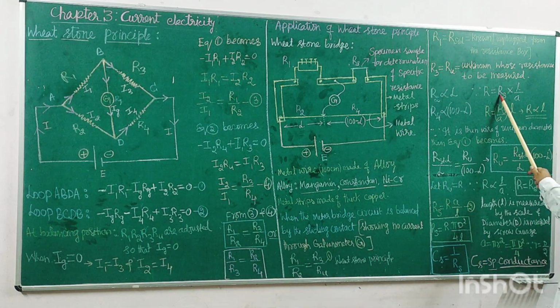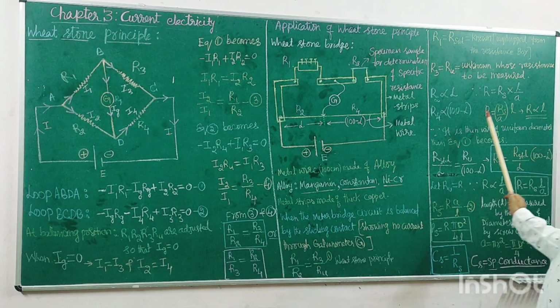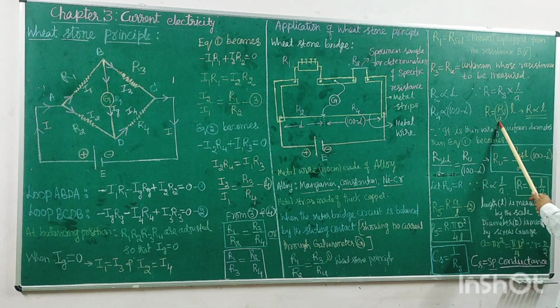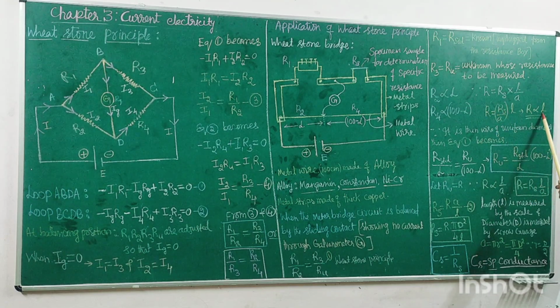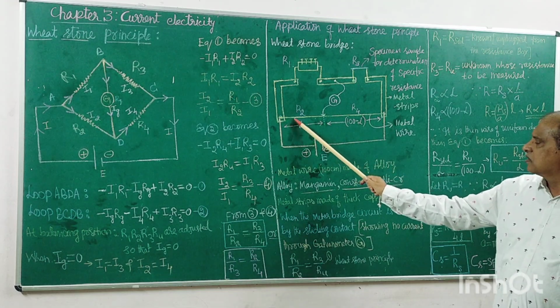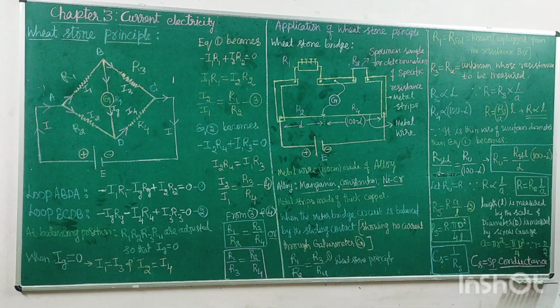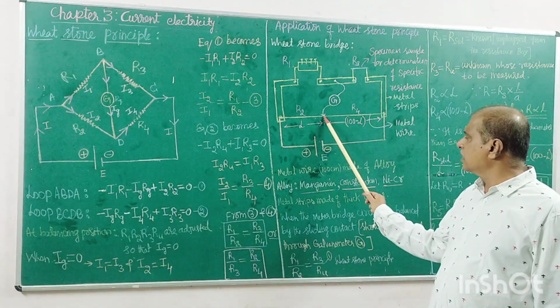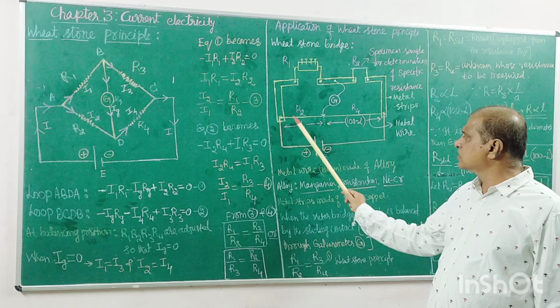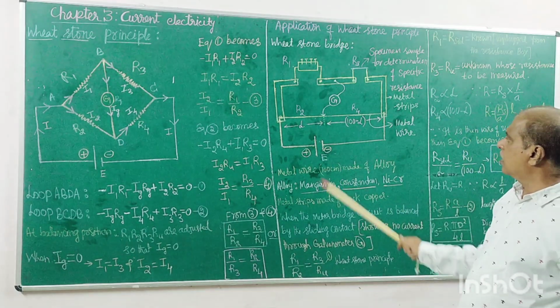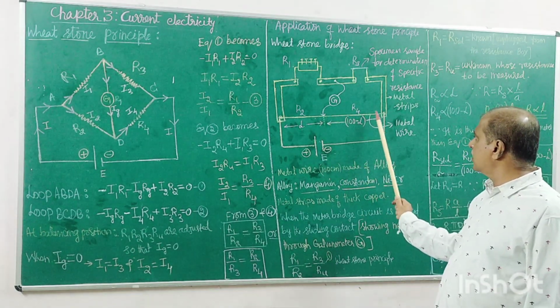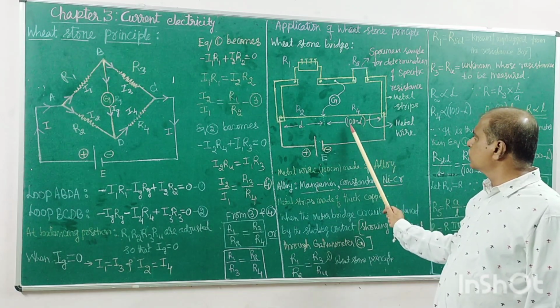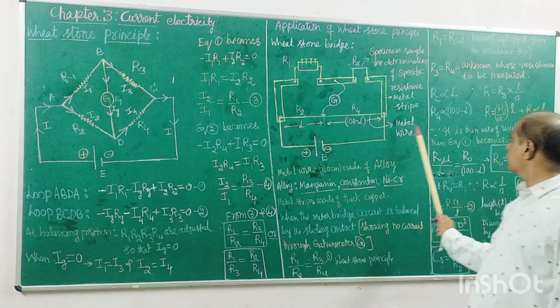Rs means specific resistance. Specific resistance is specific for a material. If the material remains the same, it is the same. R by Rs is constant, the ratio. So if this is constant, R is proportional to L. In this case, the resistance is proportional to L. That is, if you take this point, the resistance of this portion of the material is proportional to the length of this material. And for this point, the resistance of this material is proportional to 100 minus L. You can write this.